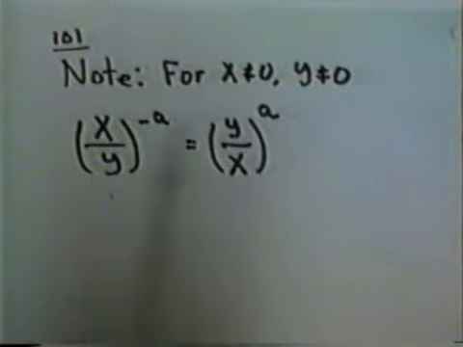For x not 0, y not 0, x over y to the opposite of a, or negative a, is y over x to the a. So a negative exponent tells you to take the reciprocal of the base. The base is x over y. The reciprocal of x over y is y over x. So a negative exponent tells one to take the reciprocal of the base.